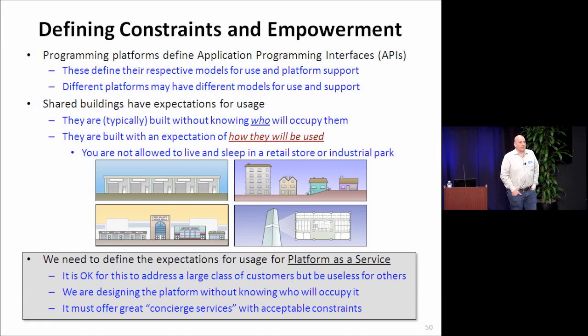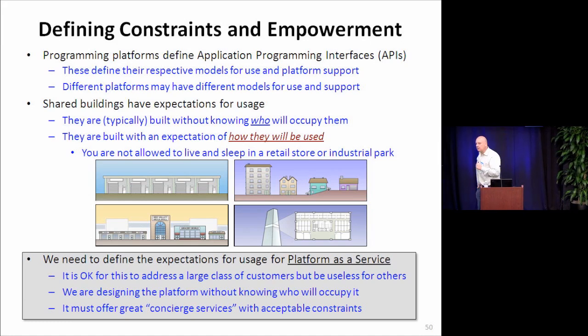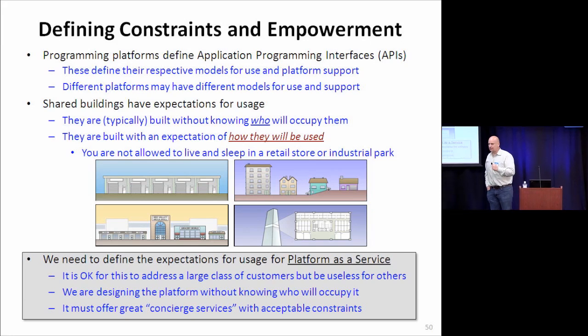Defining constraints and empowerment. Programming platforms have APIs, right? And they give you a model for how to do it and how to use the platform support. Different platforms have different models for use and support. Shared buildings have expectations for usage. It is more common than not to build the building before you know who will be leasing the property and moving in. That's true for retail, office, and housing. You build them with an expectation for how they will be used, but not for who will be using it. And that's a really interesting thing that we see.